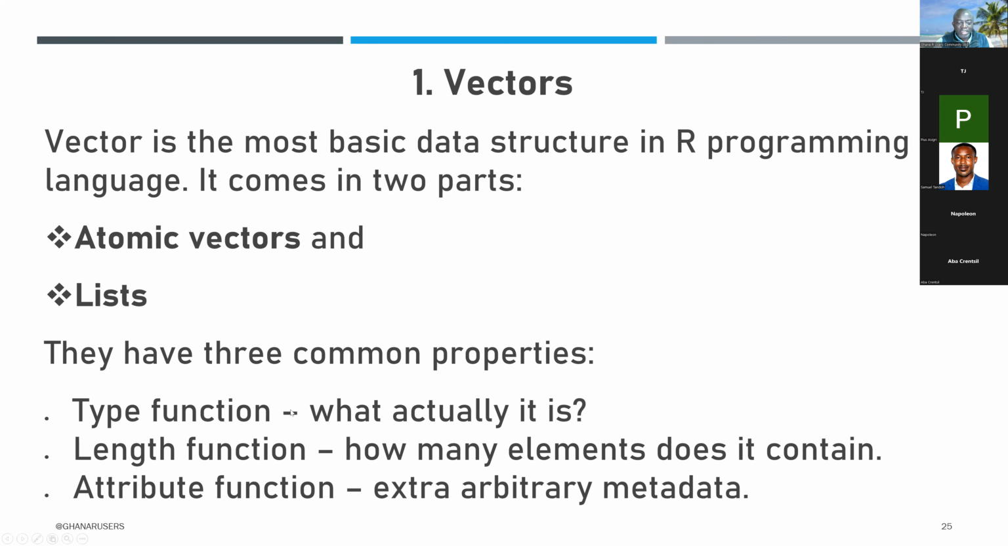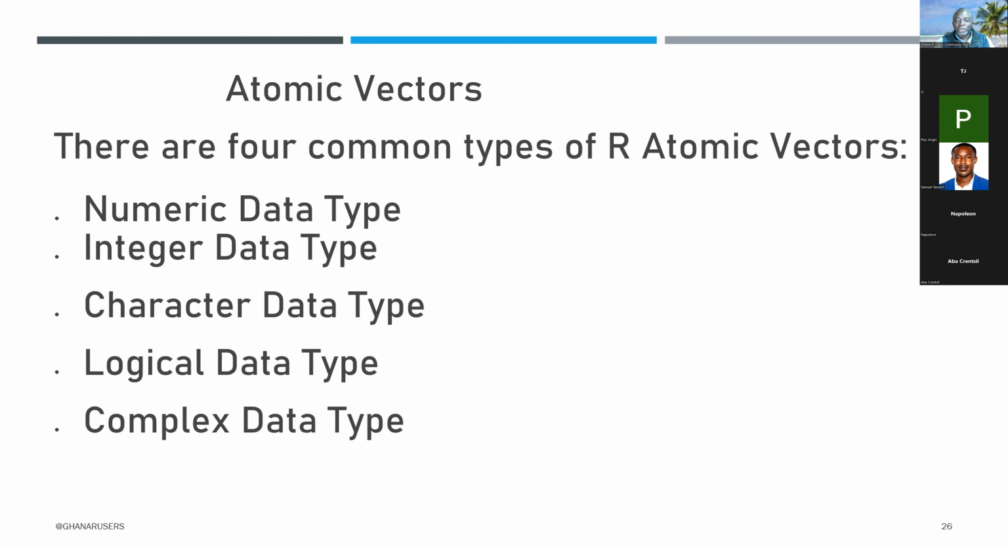And as we mentioned earlier, they have attributes, and the length function is there, the attributes, arbitrary metadata. So here they'll be referring to what class is it? Is it a string, a word or character, or numerical value, or what is it? So there are 4 common types of the atomic vectors: numeric, integer, character, logical, and complex. Oh, there are 4. Okay, I just added the complex, so 5. Correct that.